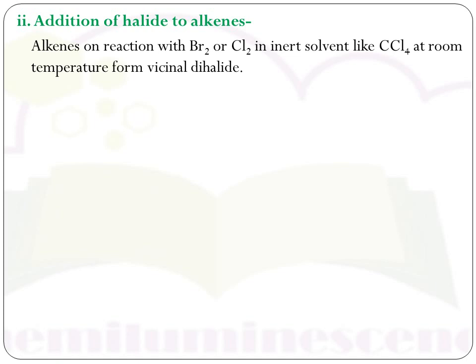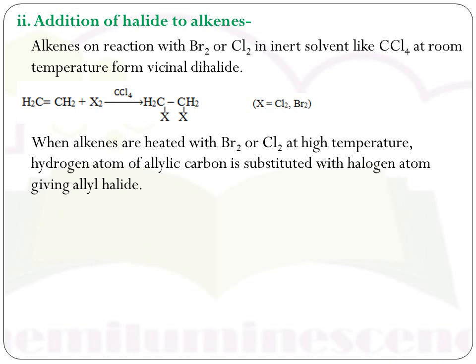Next is addition of halogen to alkene. An alkene, on reaction with bromine or chlorine in the presence of an inert solvent like CCl4 at room temperature, gives vicinal dihalide. This equation shows the reaction when a halogen, either bromine or chlorine, is added to an alkene in the presence of an inert solvent like CCl4; it gives vicinal dihalide. Vicinal dihalide means two halogen atoms bonded to adjacent carbon atoms. But when the similar reaction takes place at higher temperature, it gives allylic halide.